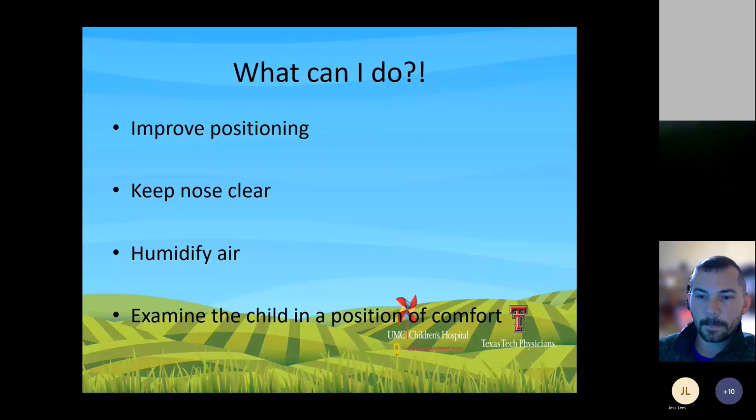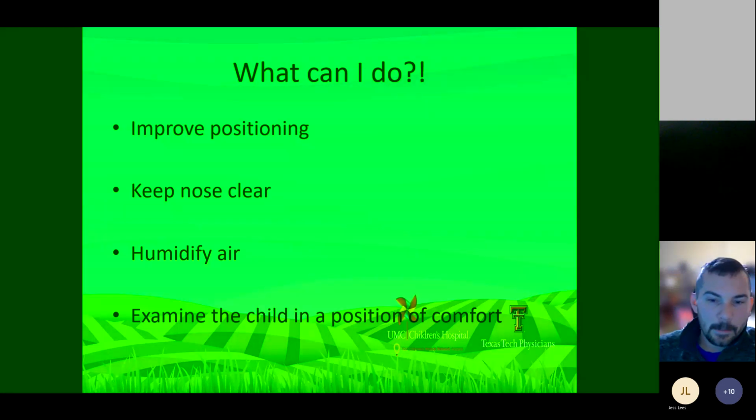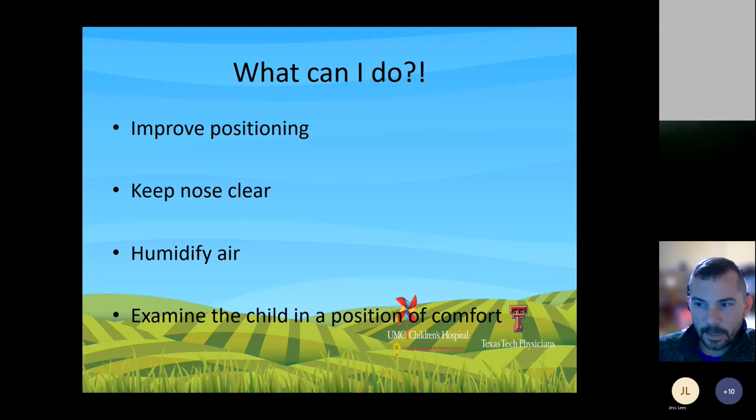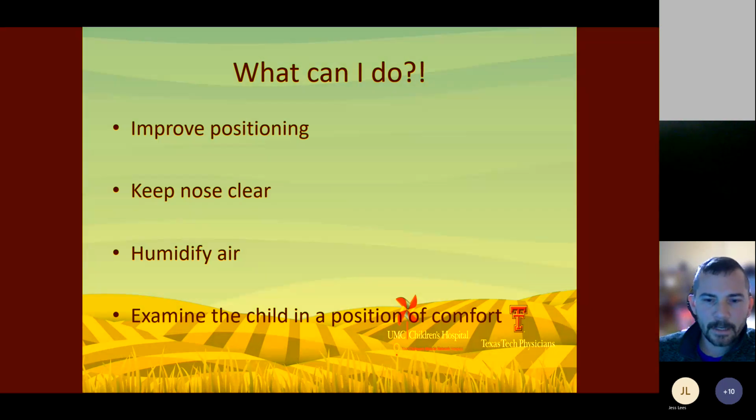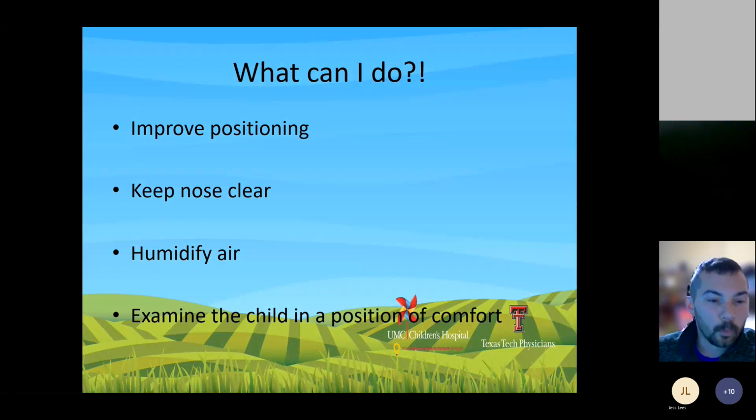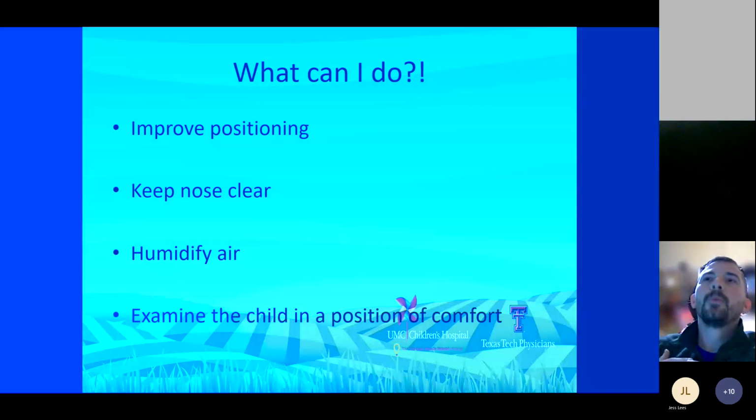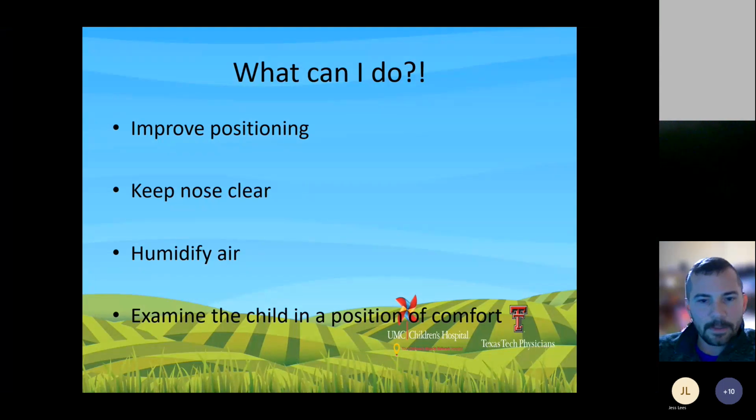So what can we do? Real briefly, positioning is very important. We'll talk about that a little bit. Put a roll underneath the shoulders, making sure it's not a large roll, not behind the head, not behind the neck, but between the shoulder blades, to pull that head back a little bit and open that child's and younger infant's airway. It doesn't have to be large, just enough to make things a little more in line.